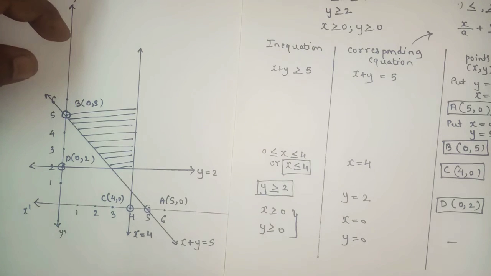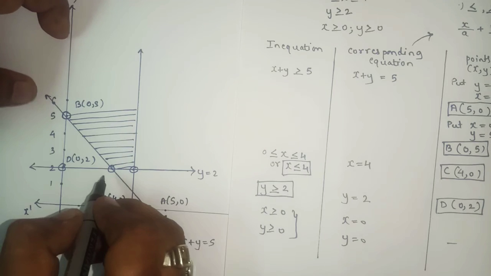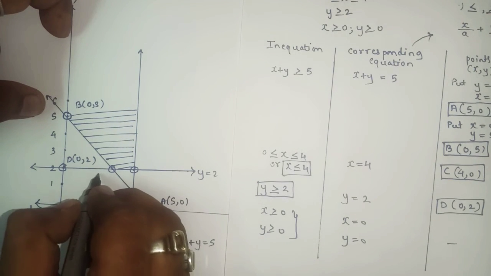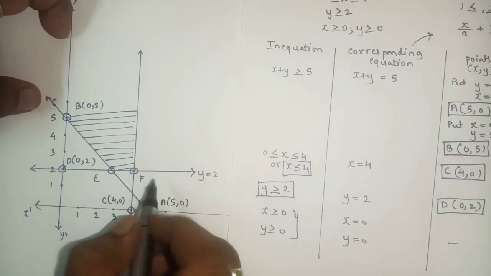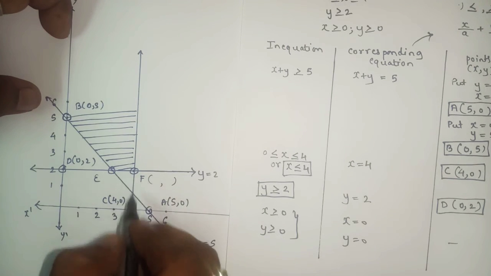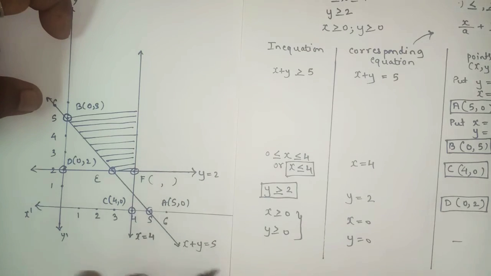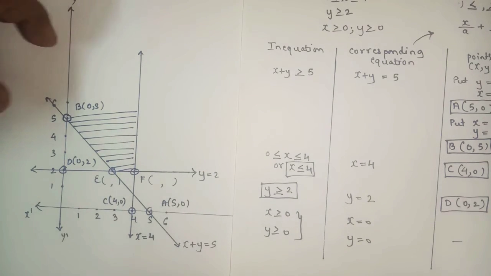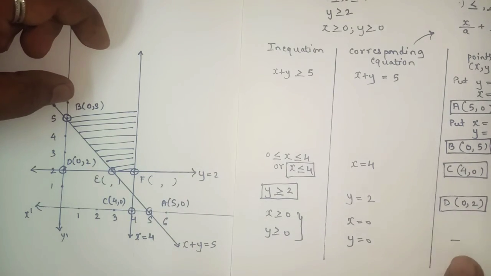Okay, so here we are getting 2 points of intersection. Here we have 4 points, so here we'll write E and this as F. Now clearly we can see that the coordinate for F is 4 comma 2, and for E also clearly we can see that it is 3 comma 2. Okay, but you have to find the answer for F and E by solving.